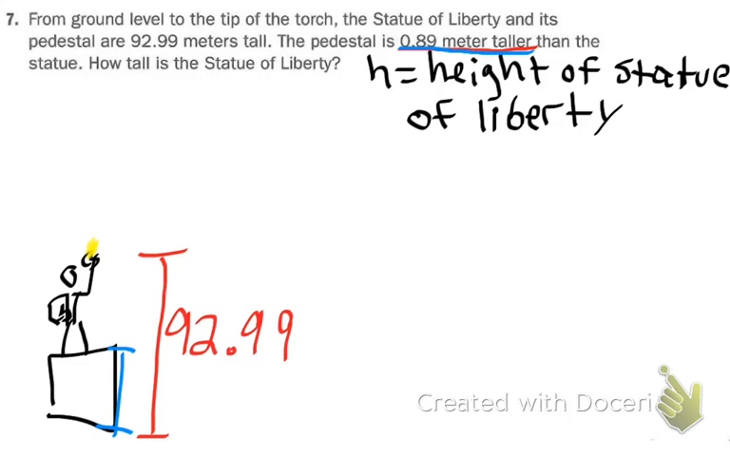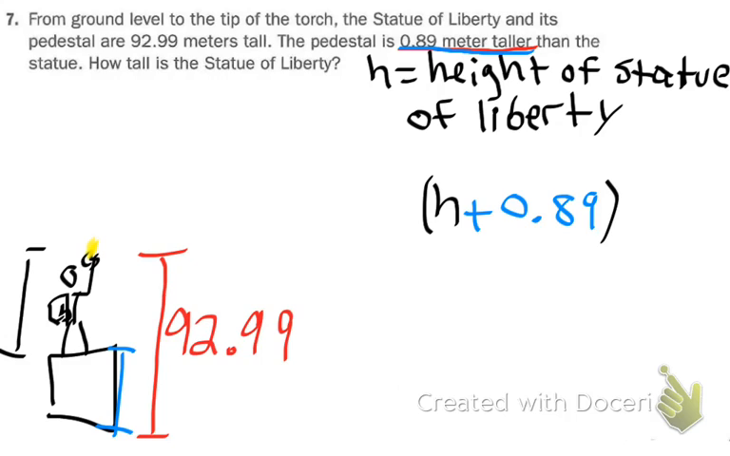So whatever the statue is, we don't know. That's what we're looking for. Whatever the statue is, plus 0.89. That's the height of the pedestal. So the pedestal has a height of h, meaning the height of the statue, plus 0.89. So literally just like this. This represents the height of the pedestal. The pedestal is taller than the statue, but not by much.